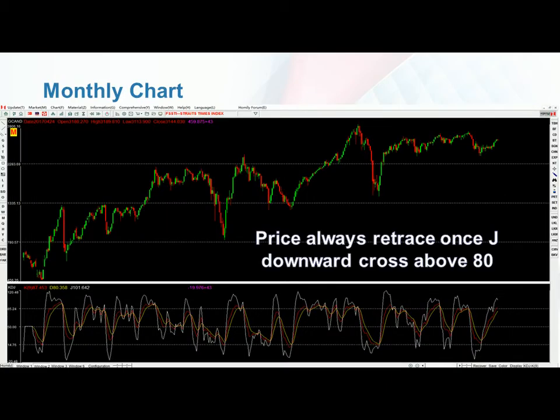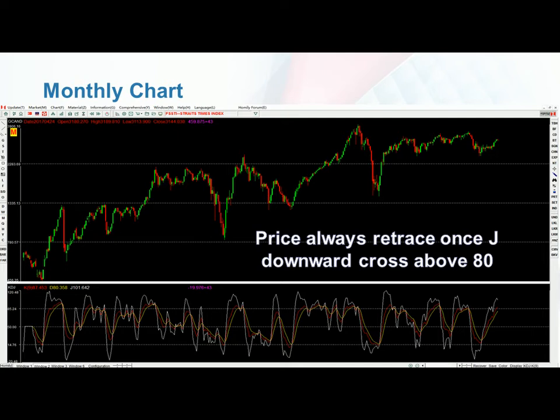So firstly, let's see the monthly chart. Price always retraces when the J line crosses downward above 80. What does that mean? This is a monthly chart for the market. We can see the KDJ indicator, because this indicator is for faster trading. If the J line is above 80 and crosses downward through K and D, then the market will drop. Every time the J line crosses downward through K and D while J is above 80, you will see the price retrace.